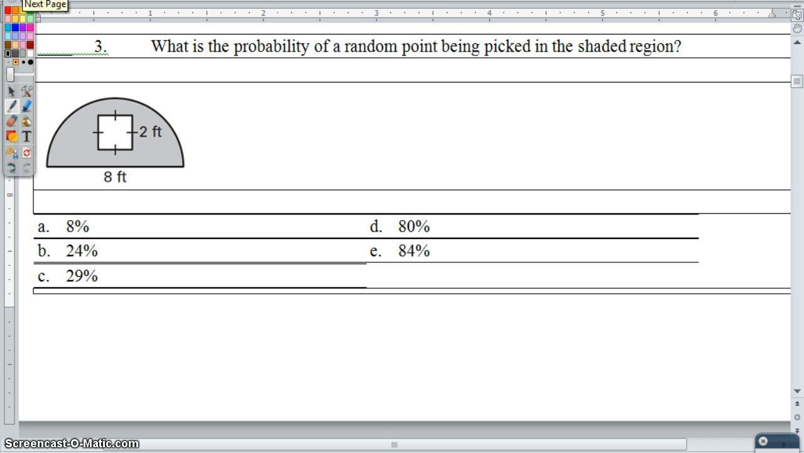Other questions? Which one? Can we do number 2? Sure. Go up to number 2.